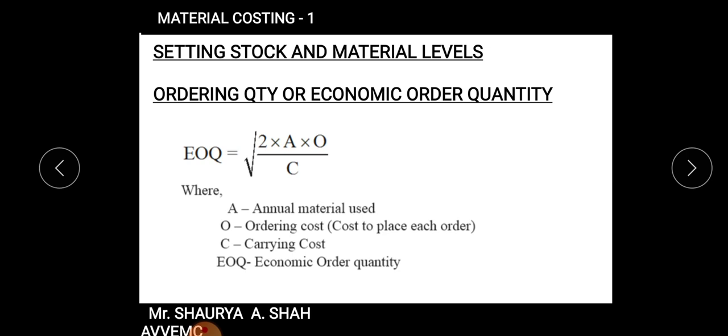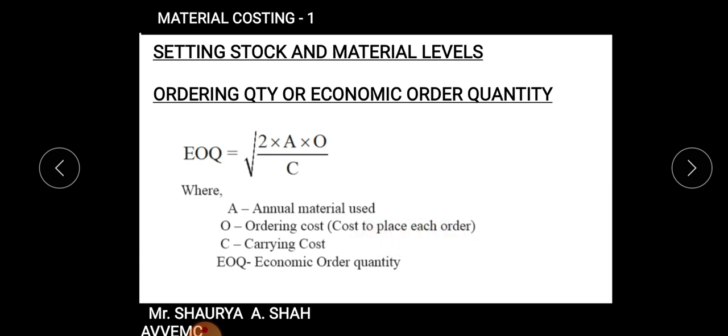O stands for, students, ordering cost. That is your cost for placing an order. Placing an order also takes some cost, students. It is not free of cost that we place an order. So what is the cost per order will be given in the sum that you need to take here.